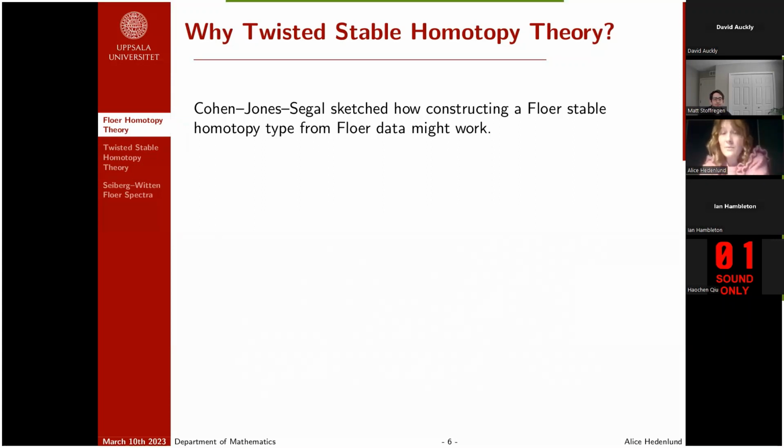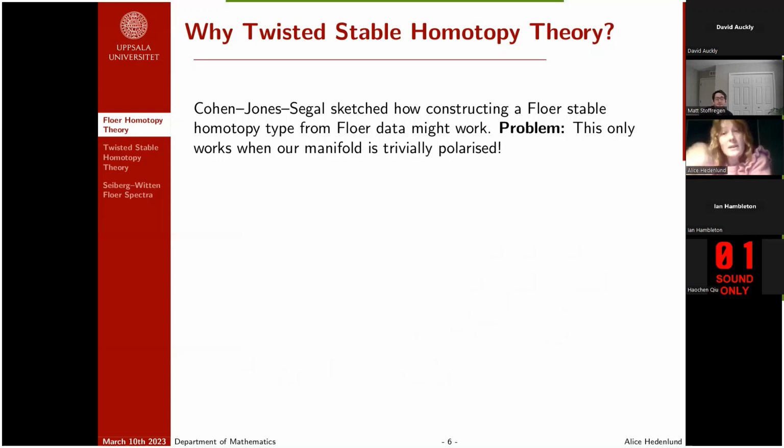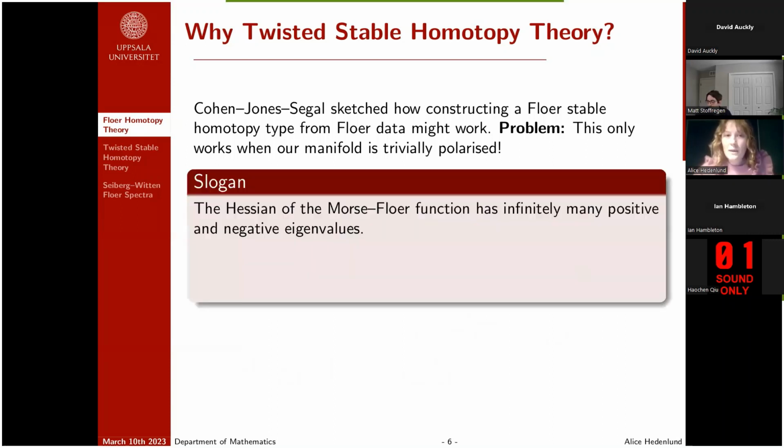I will come into what spectra are later on, but there's a big problem with this, and that is that their construction of a spectrum only, or they really construct a pro-spectrum, but this only really works when our infinite dimensional manifold is trivially polarized. So what does that mean?